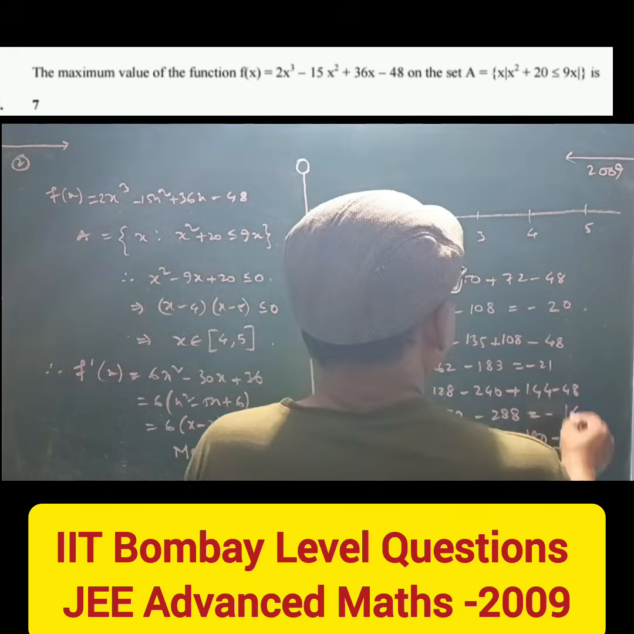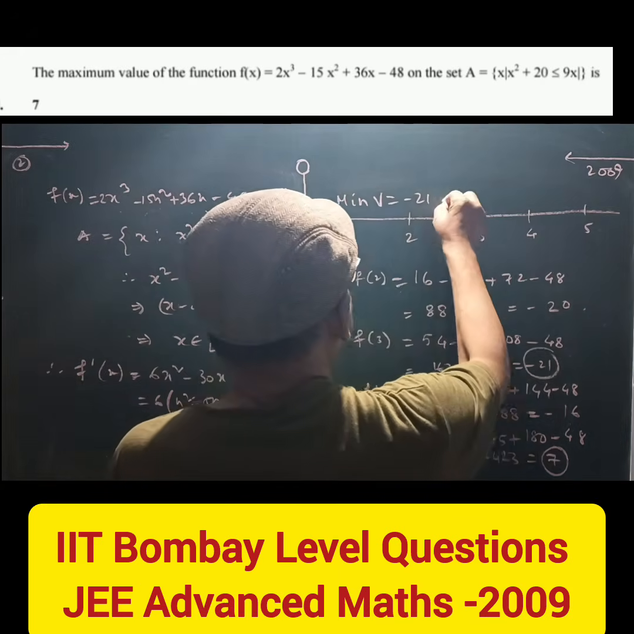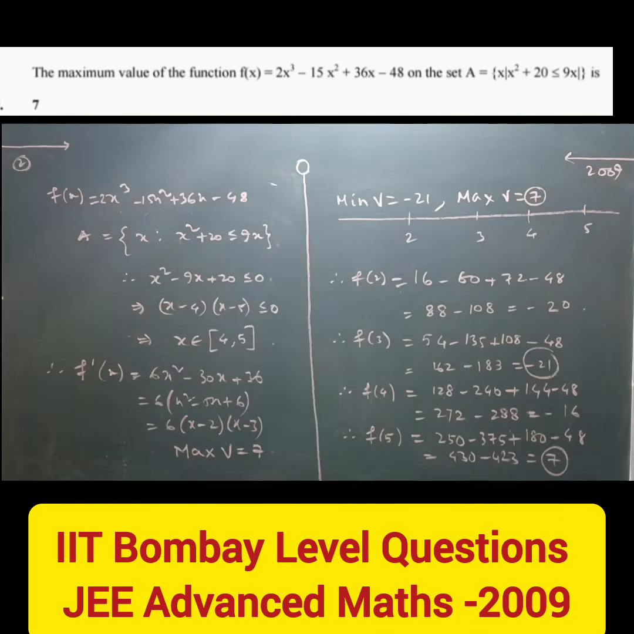Suppose in this question they asked for the minimum value, then the minimum value is this: minimum value equal to −21, and the maximum value equal to 7. But in this question, they asked for the maximum value. What is the maximum value?